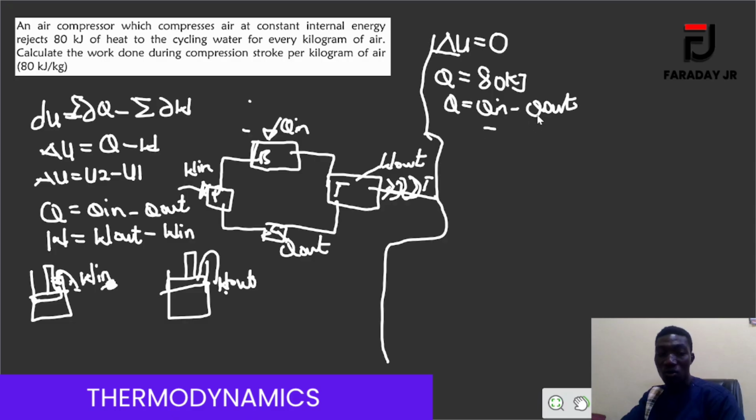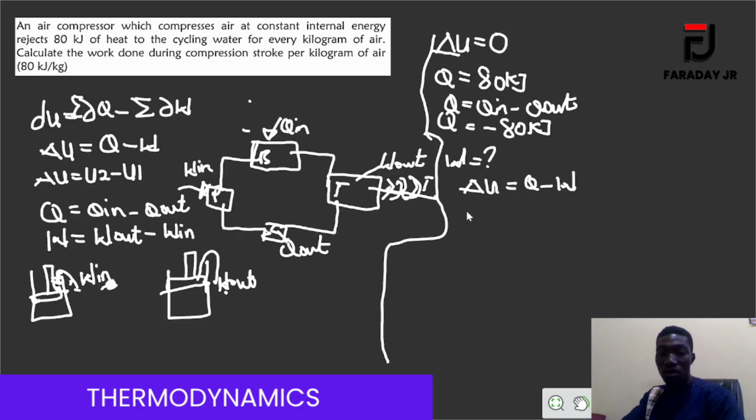Then we also have our Q out here, which was 80 kilojoules. So we have our 80 kilojoules here. That means our Q total is negative 80 kilojoules. And lastly, were we given the work? No, we weren't given any work here. So we don't know. How do you calculate it? You know that our change in U is equal to our Q minus W.